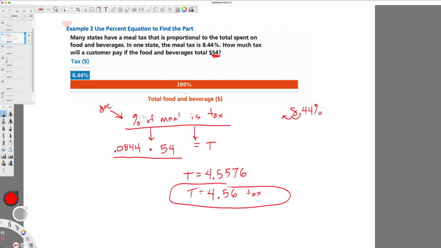So there you go. The percent of the meal is the tax. And what I like about this equation form is this is directly the equation. Percent of is times the meal charge, is equals the tax goes over here. And I can get the equation very, very quickly. So let's take a look at yet another example.